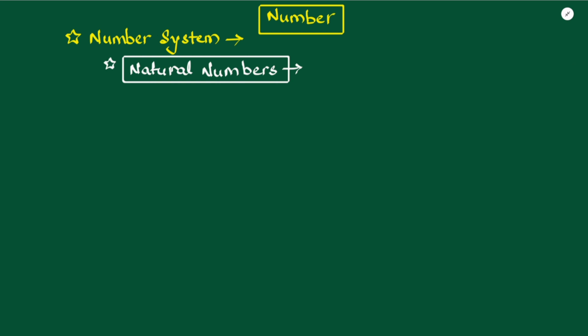So, we can write the set of natural numbers N is equal to 1, 2, 3, 4, and so on. We use all these numbers to count things, and that is why all of these numbers are called natural numbers. The set of natural numbers is denoted by capital N.